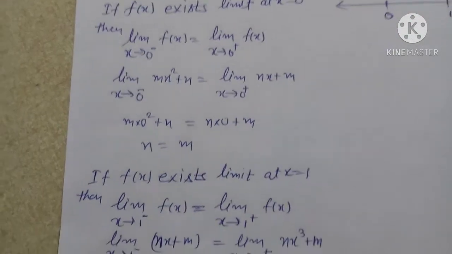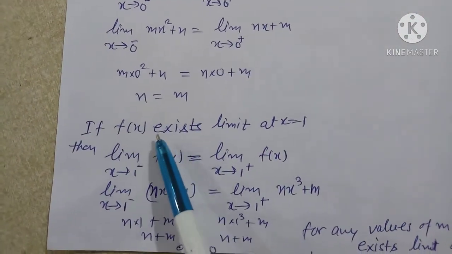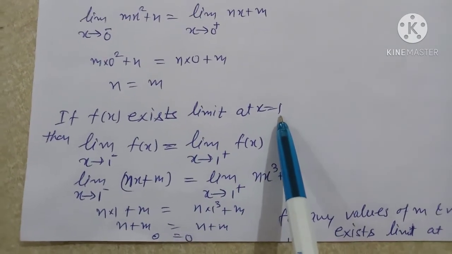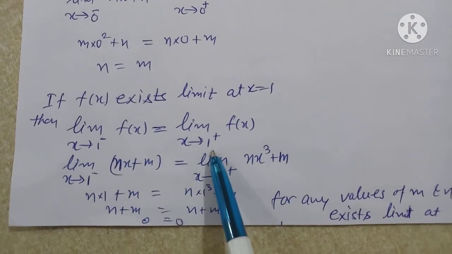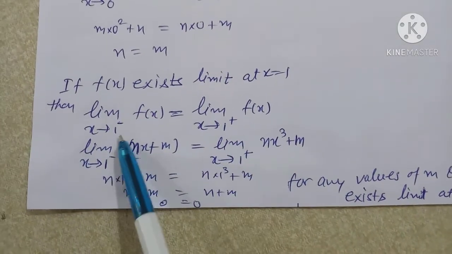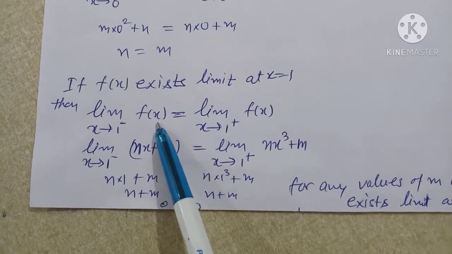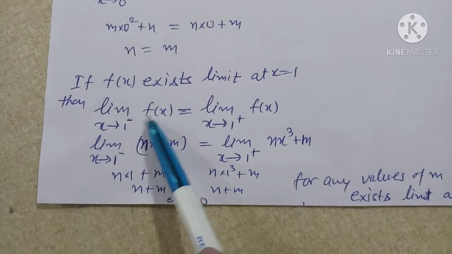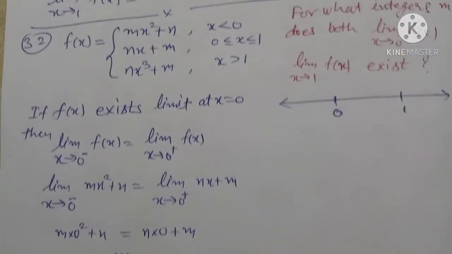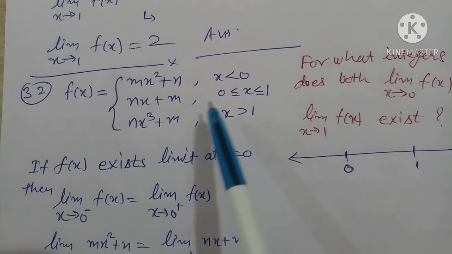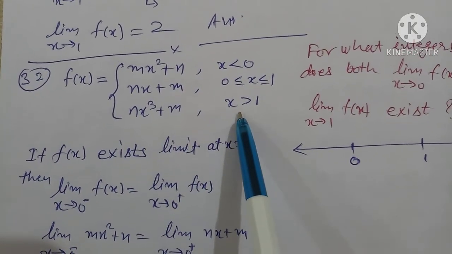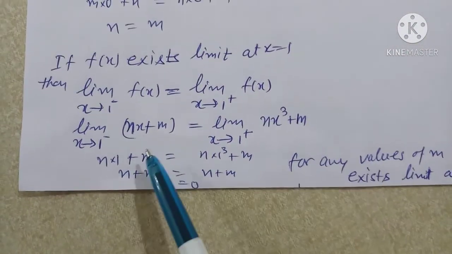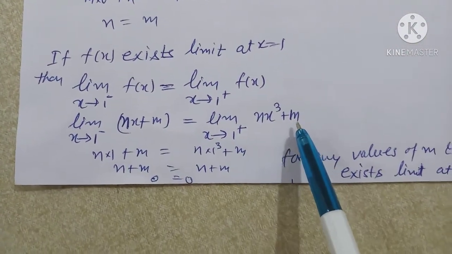Now the second part, if the function f(x) has a limit at x equal to 1. So once again at this point 1, the left hand limit should be equal to the right hand limit. So the limit as x tends to 1 minus of f(x) should be equal to the limit as x tends to 1 plus of f(x). 1 minus means less than 1. Less than 1, once again see here, the function is nx + m, and greater than 1 it means nx³ + m. So right here nx + m and here nx³ + m.